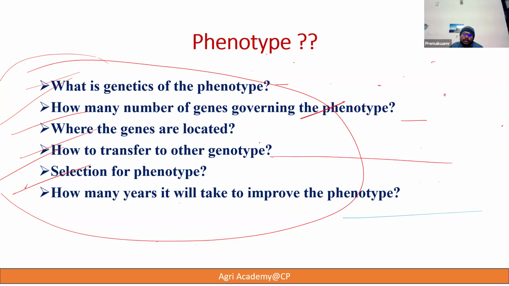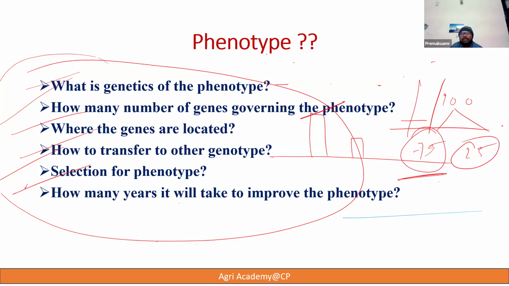See, if it is governed by a single gene, you will get clear-cut classes. In the field, for example, if 100 plants are there, you can easily classify 75 into 25. If it is governed by a single dominant gene or a single recessive gene, we can classify. Okay, 75 are this particular plant, 25 are recessive plants. Like that, we will classify.